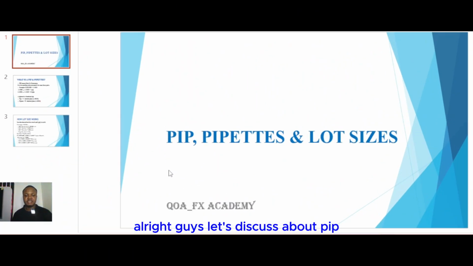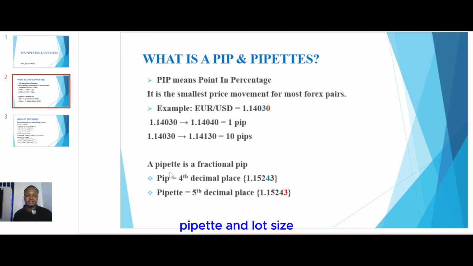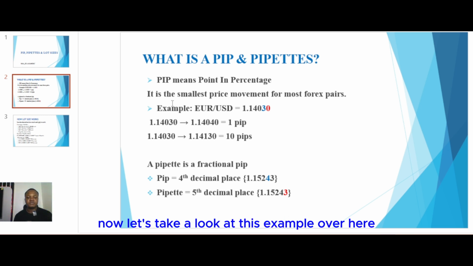Alright guys, let's discuss pip, pipette, and lot size. So what is a pip? The PIP stands for points in percentage, and it is the smallest price movement for most currency pairs or forex pairs. Now let's take a look at this example over here.